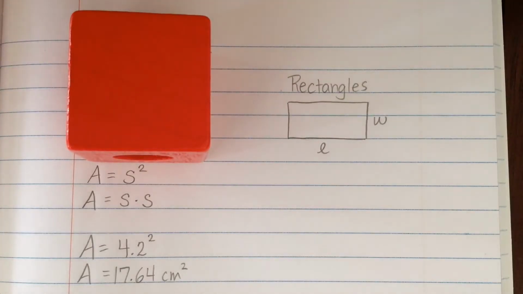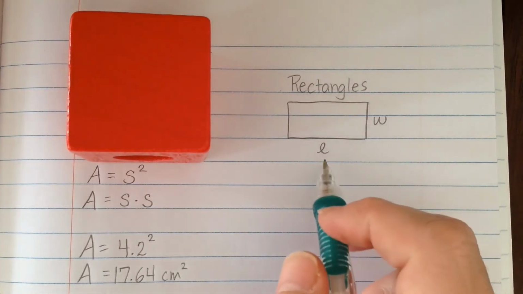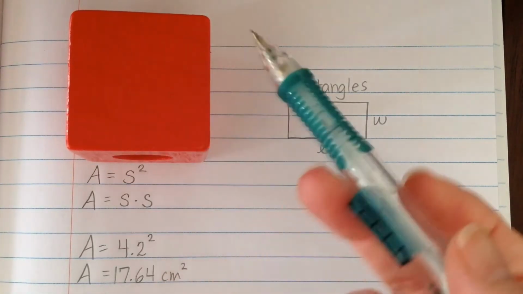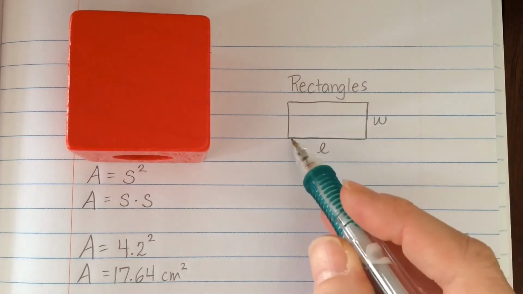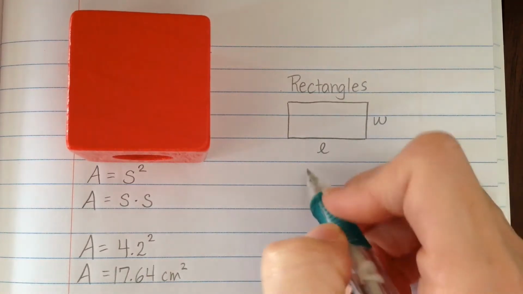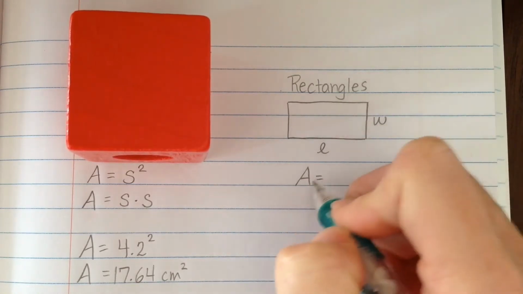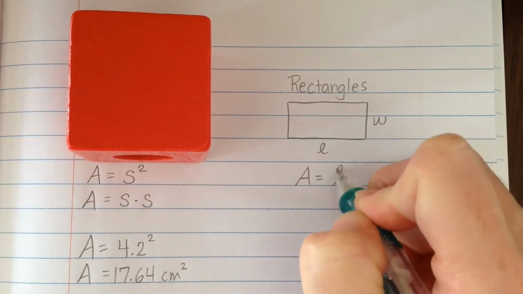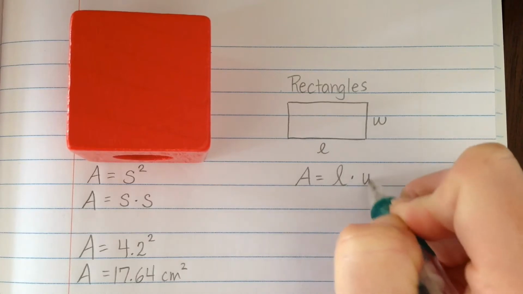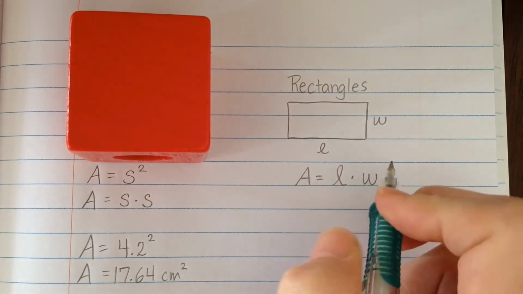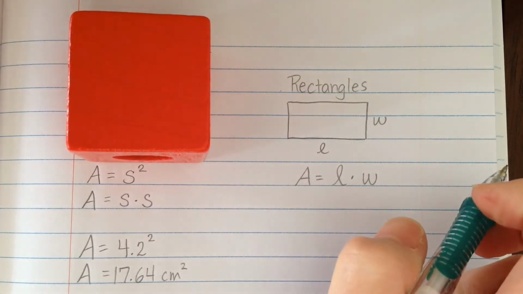All right, now for rectangles. To find the area of a rectangle, it's the exact same thing, except we're dealing with 2 different measurements, right? We're dealing with length and width, which have different numbers, because these are not the same length. So to find area of a rectangle, it is simply length times width. We use a cursive L just so that it doesn't look like the number 1.